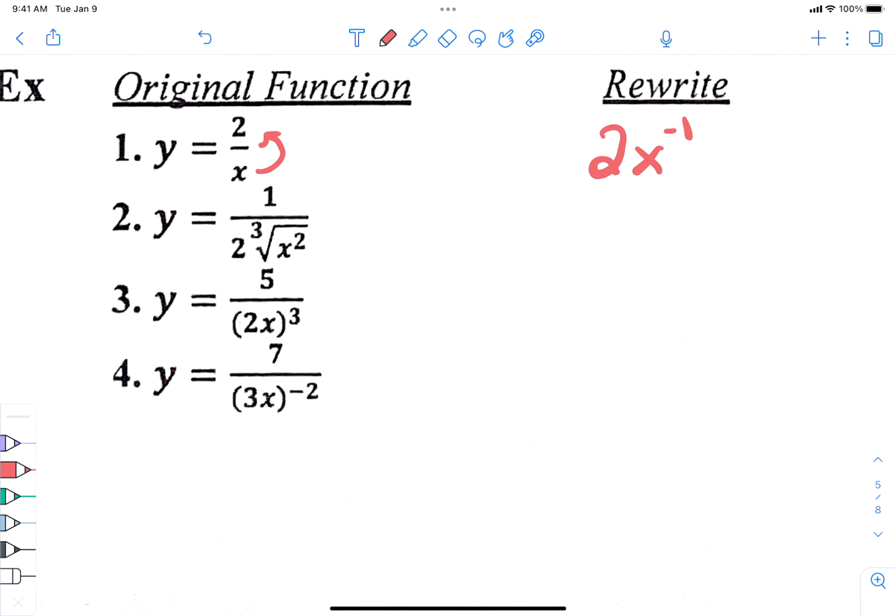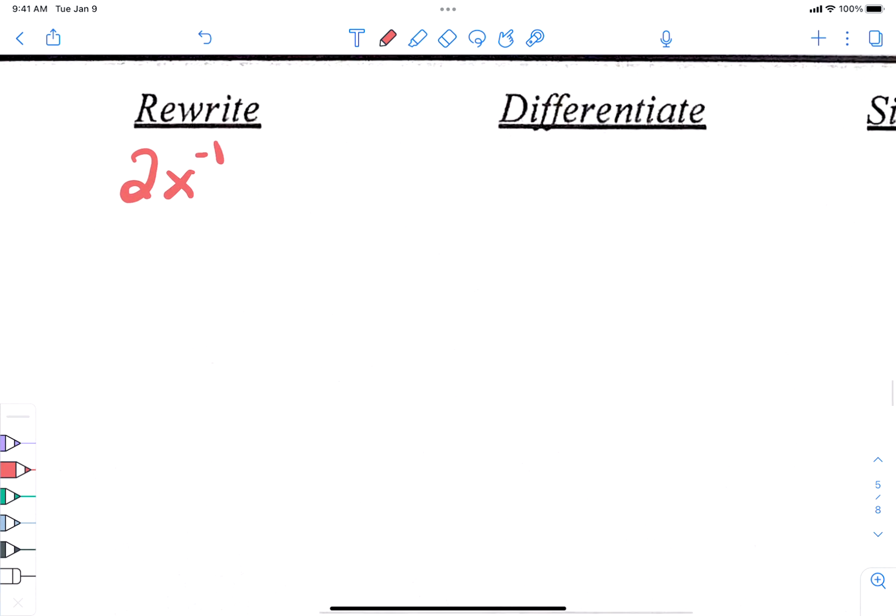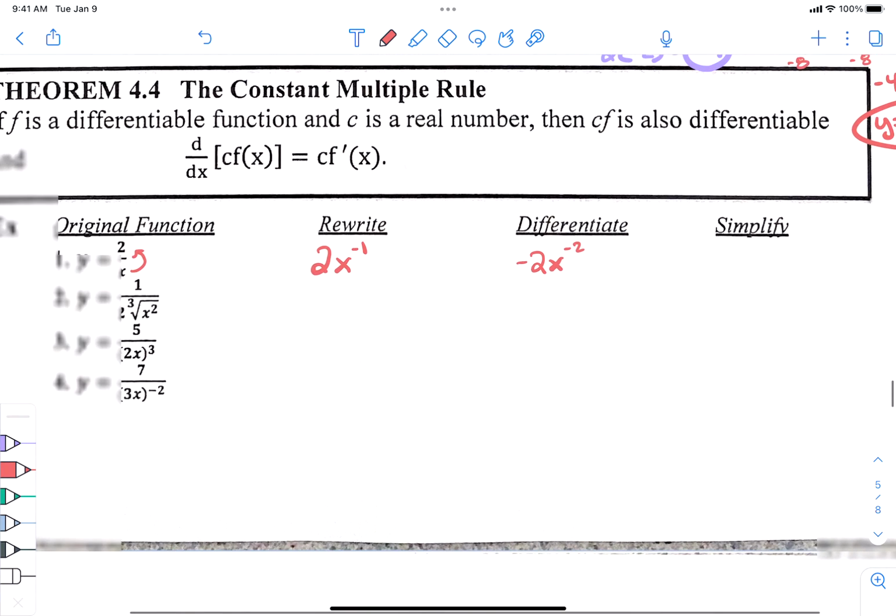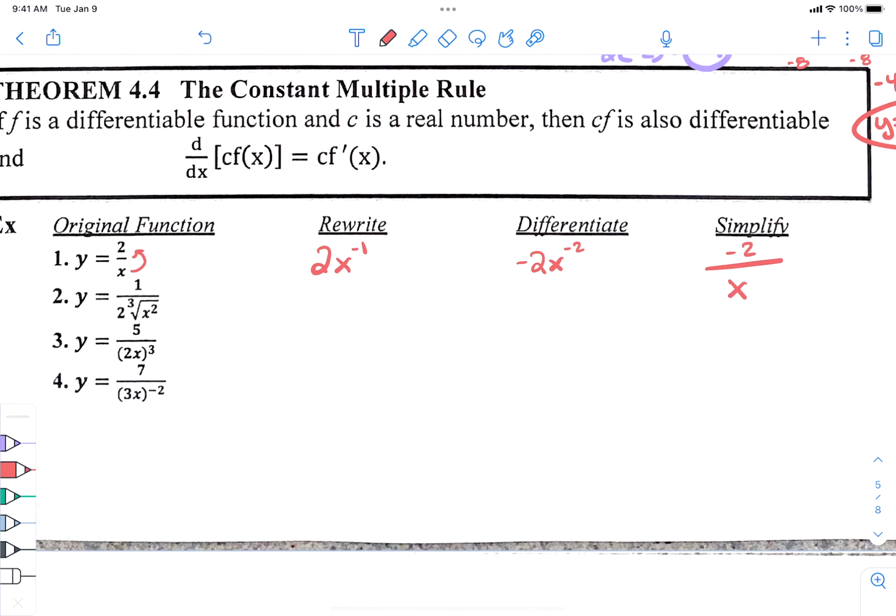Now I want to find the derivative of that. The -1 comes down in front, so it's -2x to the -2, and now I want to simplify because I don't want negative exponents. So it's -2 over x squared. Look at that. Look at how smart you are. We like this stuff.